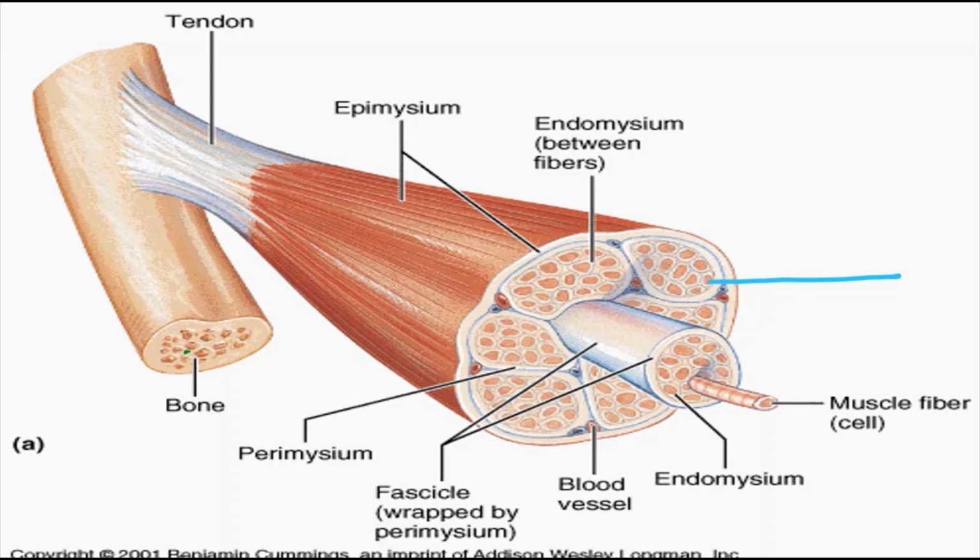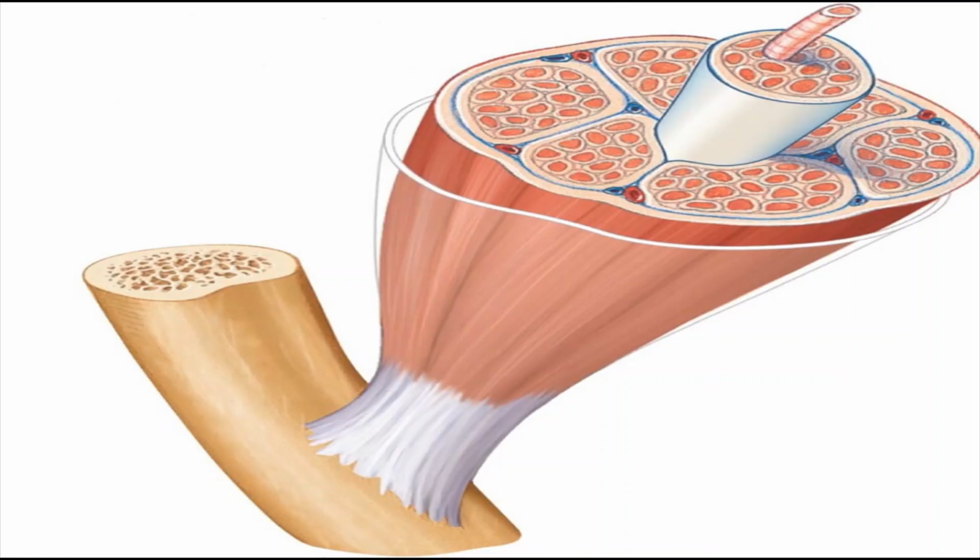Okay. So the connective tissue covering the entire muscle that is connecting to the bone here, that is known as the epimysium. And then the one that is surrounding the fascicle is the perimysium. The one that is surrounding the individual muscle fiber is what we call the endomysium. It's very important to know that.